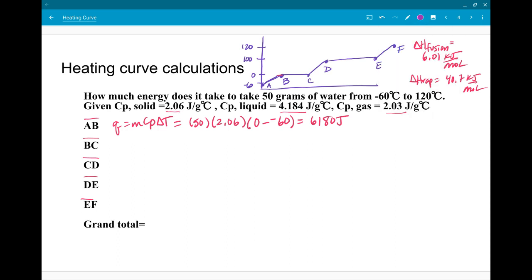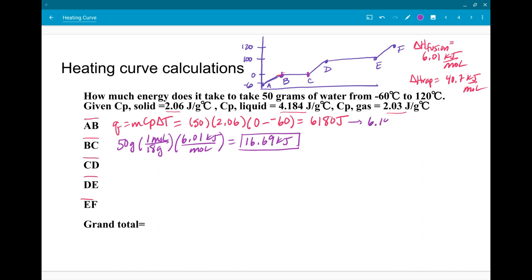Okay, I'm going to change colors. Then the next line segment, we're going to go B to C. B to C is a flat line. It is a phase change problem. So I'm going to take my 50 grams of water and convert that to moles because I see the molar heat of fusion is in kilojoules per mole, and then I multiply by my delta H. That ended up being 16.69 kilojoules. Now that I'm looking at this answer in kilojoules, I'm realizing that I should probably put these all in kilojoules. So that first one, if we divide by 1,000, is 6.18 kilojoules.